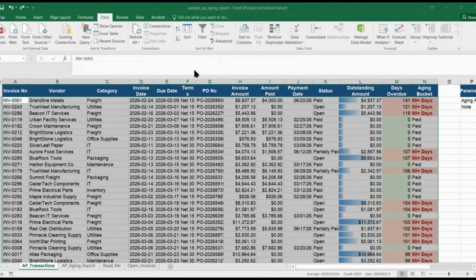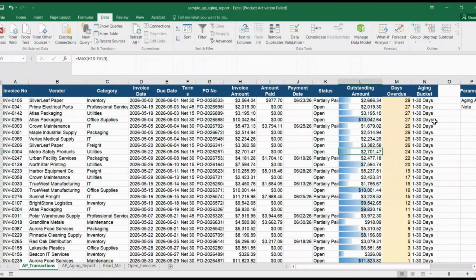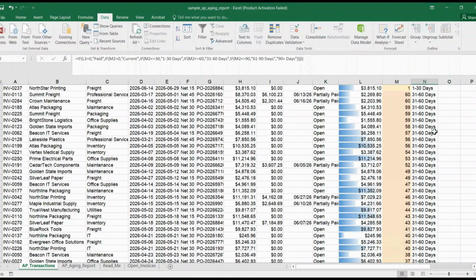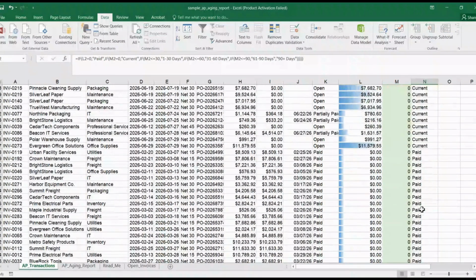We can just sort them. Currently it is sorted by due date. What we can do is try sorting them by aging bucket. Now in this case we will have the open or partially paid status first, because we have the 1 to 30 days aging bucket first, and then we can see 61 to 90 days, 90 plus days, and the current and the paid ones.